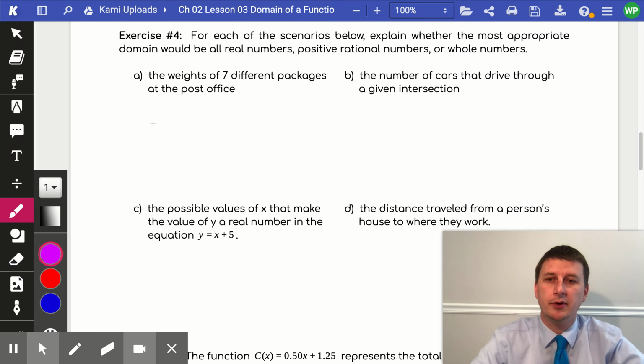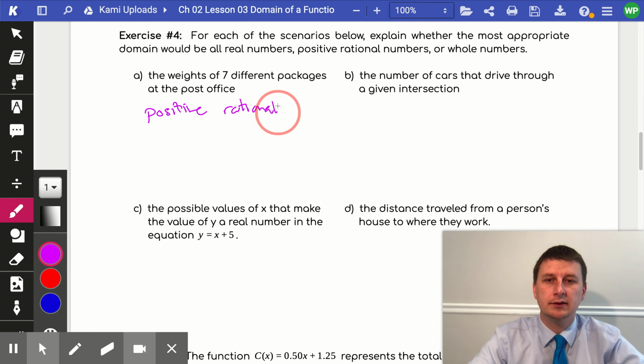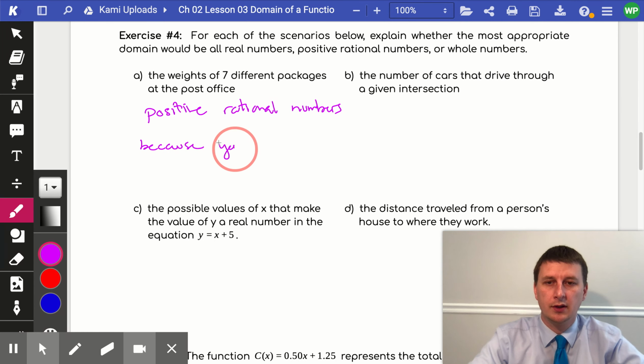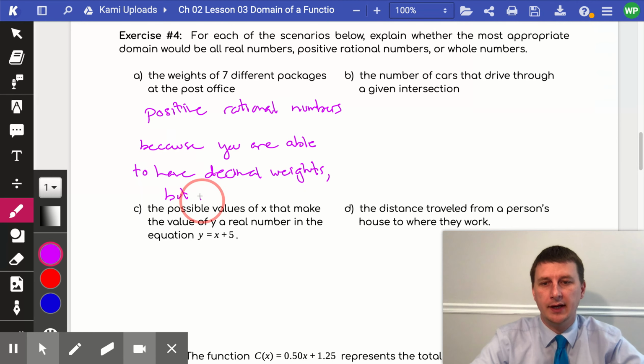So the most appropriate domain for this one is going to be positive rational numbers, because you are able to have decimal weights. And again, but not negative. So that's what rules out the real numbers.